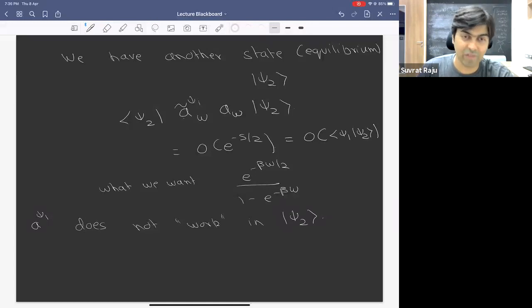But rather than writing that every time, I'll just say it does not work in psi2, in that it does not give you the correct expectation values for simple operators about psi2. Okay? So what do we do? We have some construction about psi1, and it doesn't work about psi2.